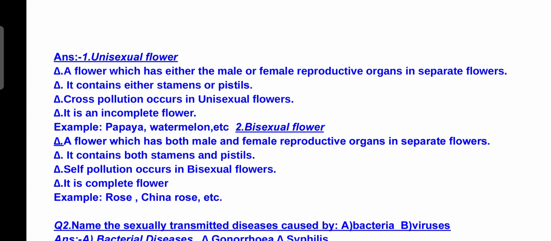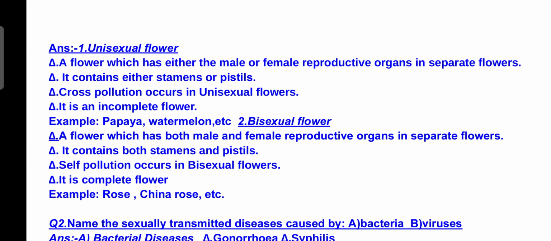If this question is asked, it will be mainly based on the diagrams, and this will contain only one kind of sexual organs. So these flowers depend mainly on cross pollination, because the pollen grains have to be shifted to the other flower. It is not possible to have the pollination in one single flower. Next, the examples for these flowers are papaya, watermelon and cucumber related flowers.